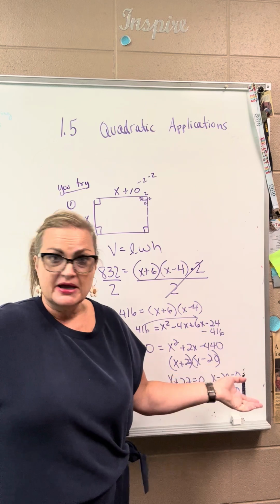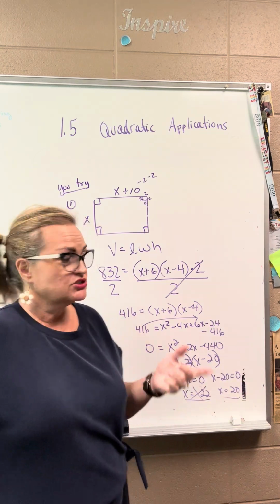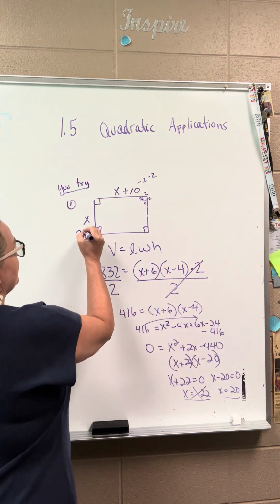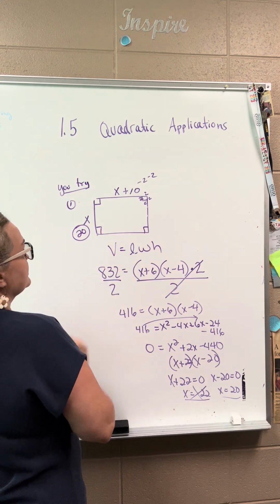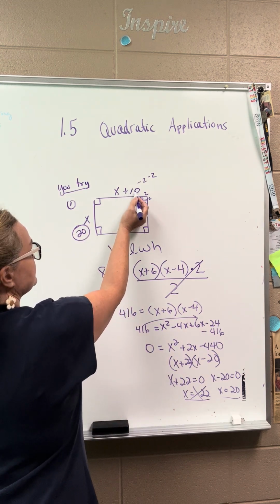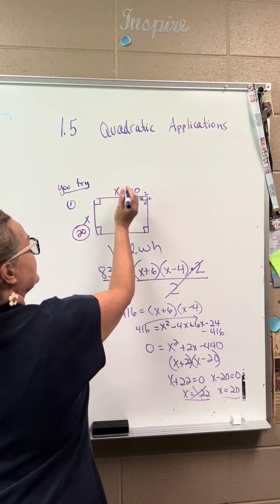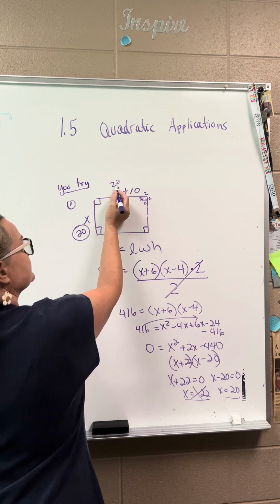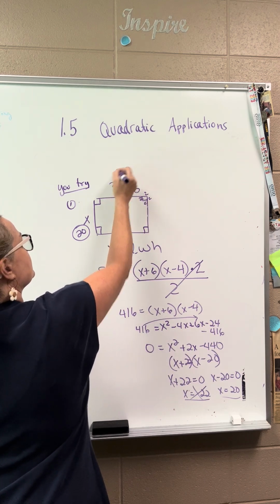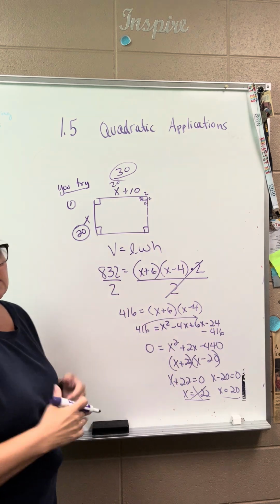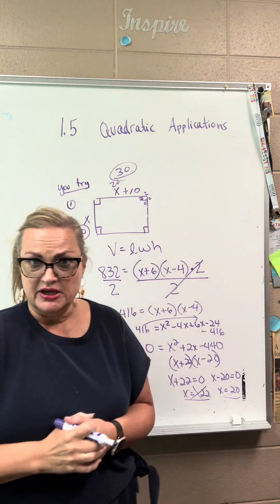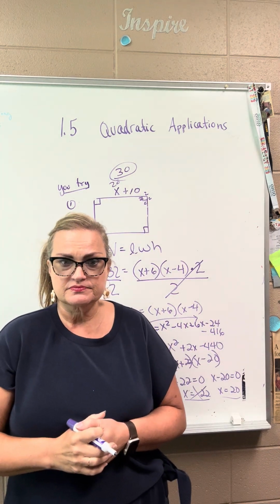And the only answer that makes sense then is the 20. And you can check it back in the original. That will be the width of this little rectangle, and then the length is 20 plus 10. Now that we know what x is, we can plug that in for x and say x plus 10. So it is a 20 by 30 original piece of metal that makes this happen.